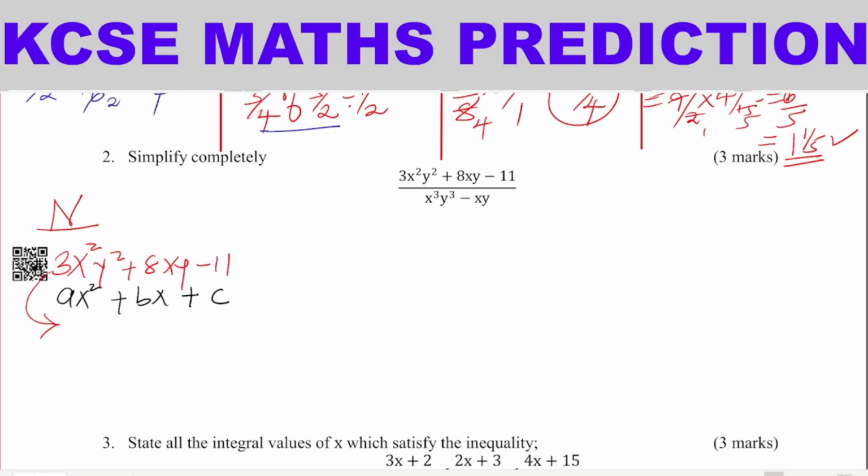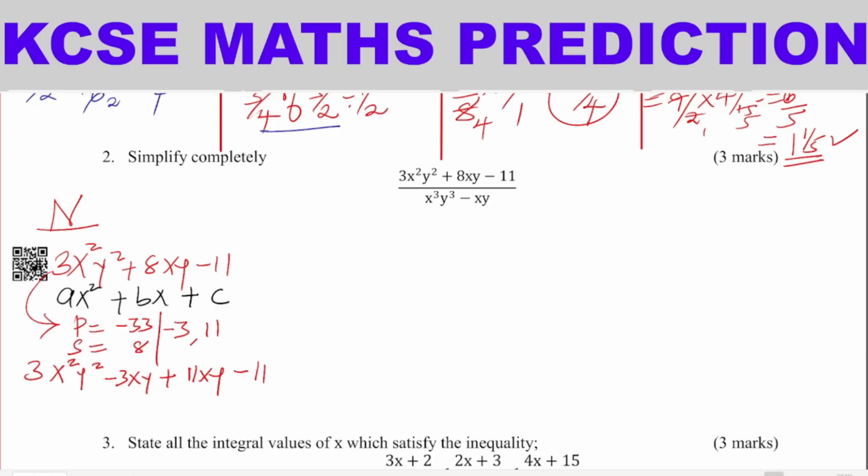To factorize this, let me look for two numbers. I'll use a factorization method. Look for two numbers whose product is 3 times negative 11, negative 33, and sum will be 8. These numbers are negative 3 and 11. So let us factorize. We have 3x squared y squared, then 8xy, you can write it as negative 3xy plus 11xy, subtract 11. So let us factorize these.